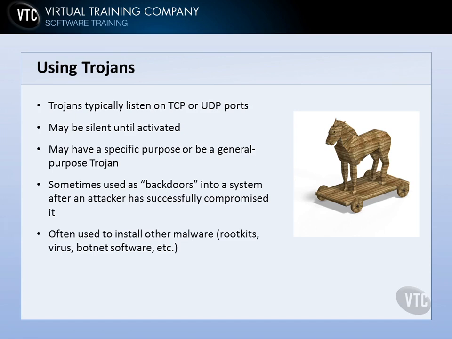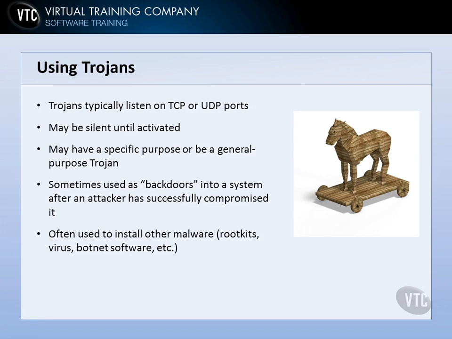Sometimes Trojans are used as backdoors into a system after an attacker has successfully hacked it. So they've hacked the system, they've got into it, they've got privileges, they've elevated them, they've stolen data. They may leave a Trojan also just in case everything else is discovered and their primary way of getting into the system is cut off. They may leave another Trojan resident in the system somewhere that they can use to get back in.